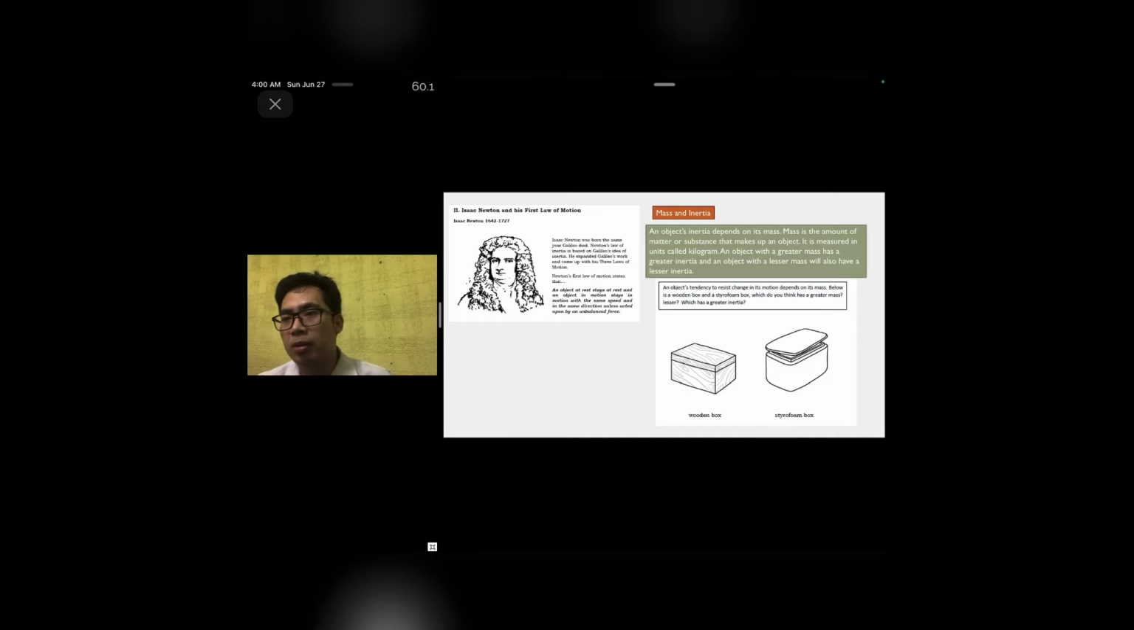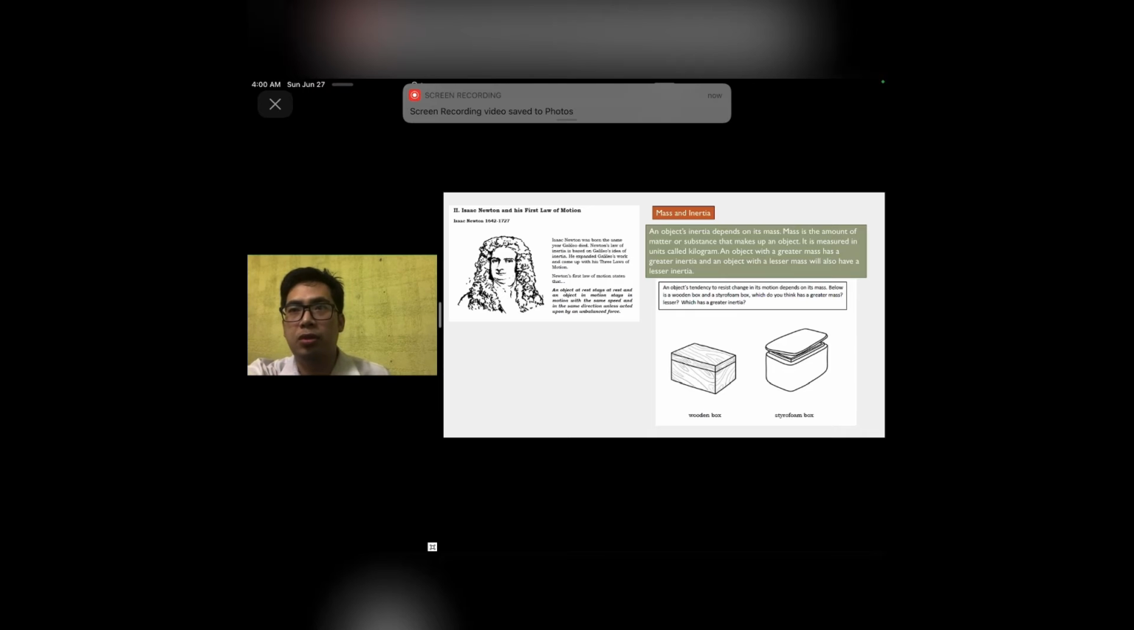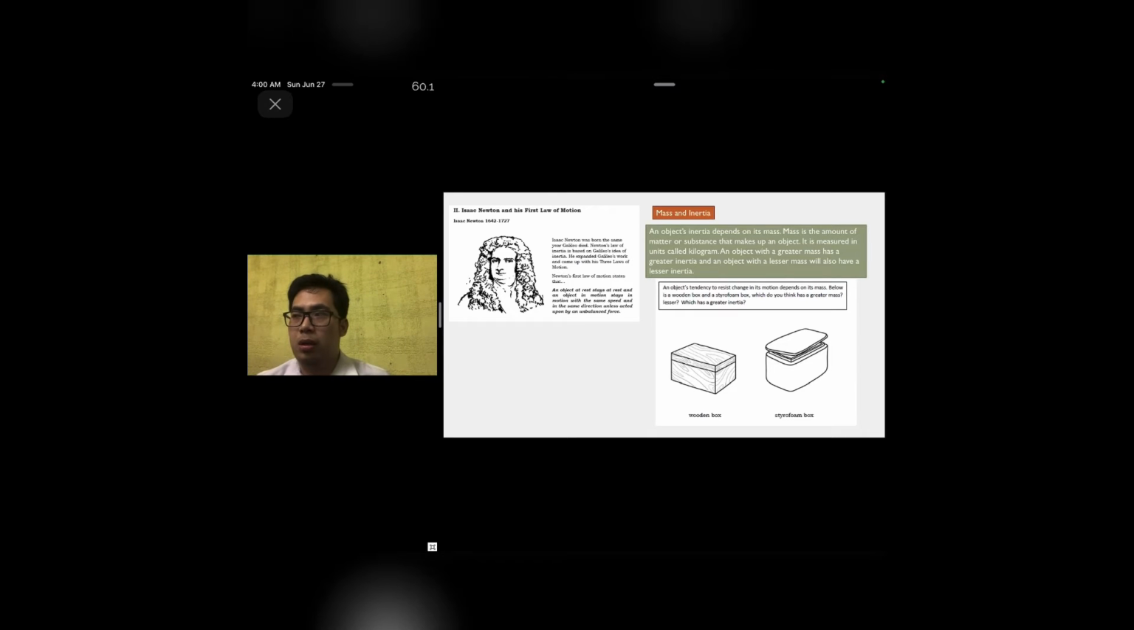So I have here an example, wooden box and styrofoam. Which do you think has a greater mass or lesser, which has a greater inertia? So, makikita natin dun sa concept nitong idea nito na mass and inertia, the learners or our grade 11 student will have answer.